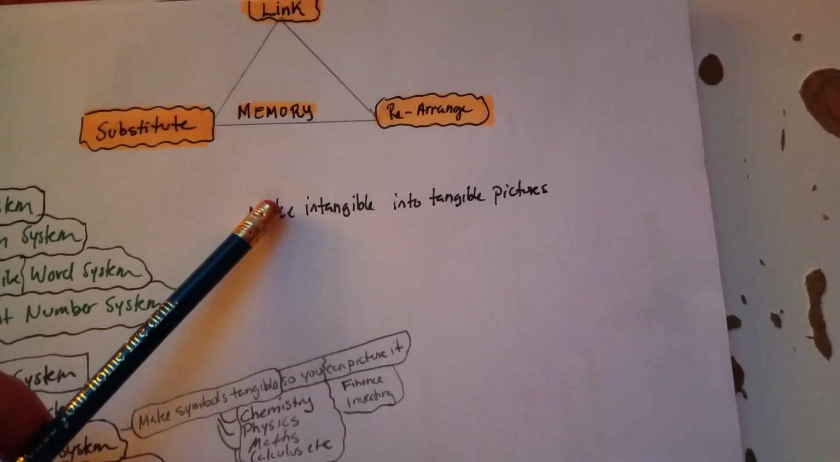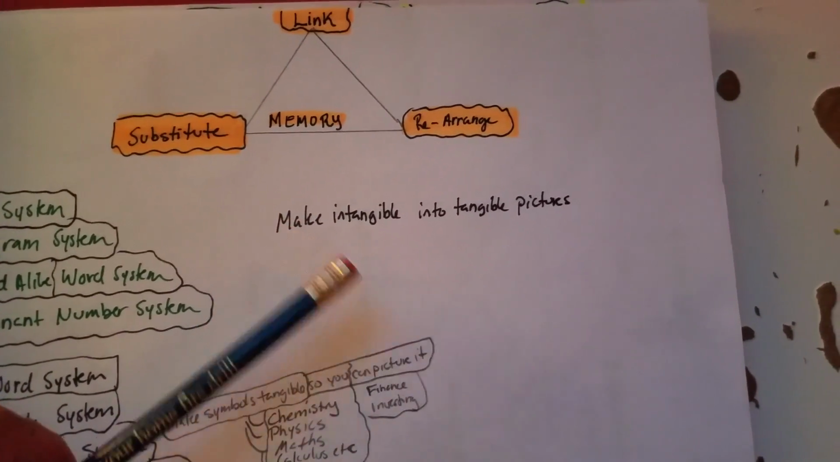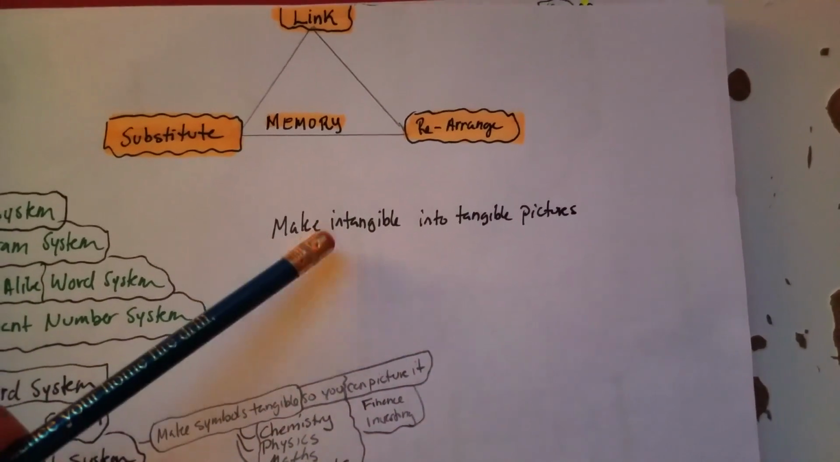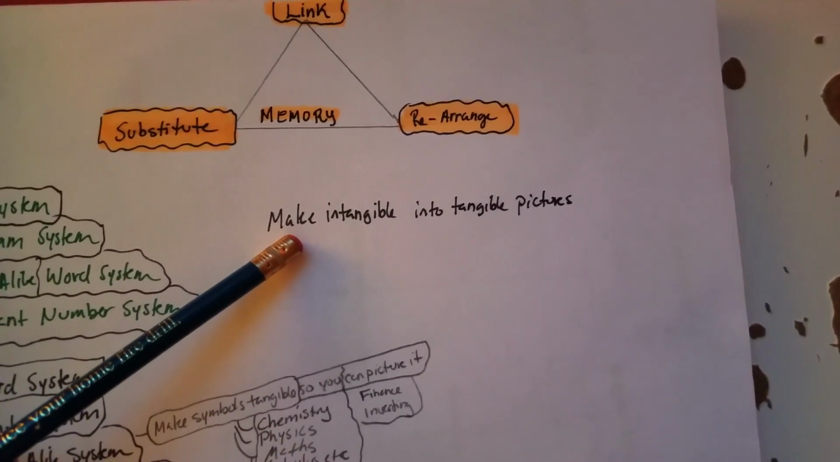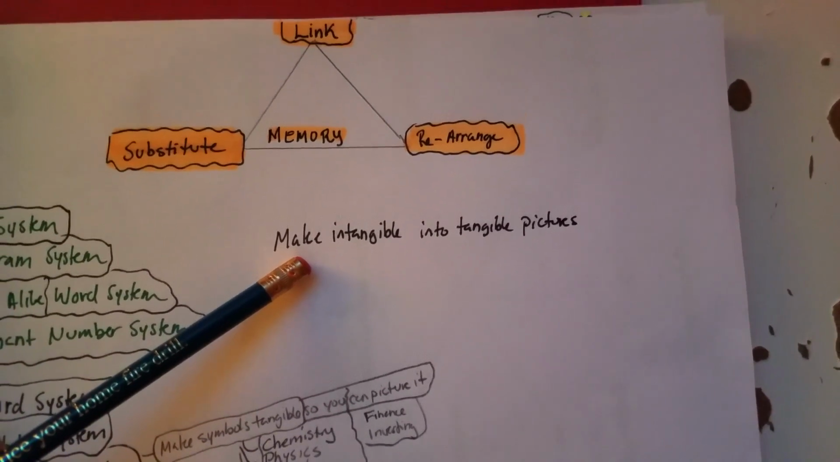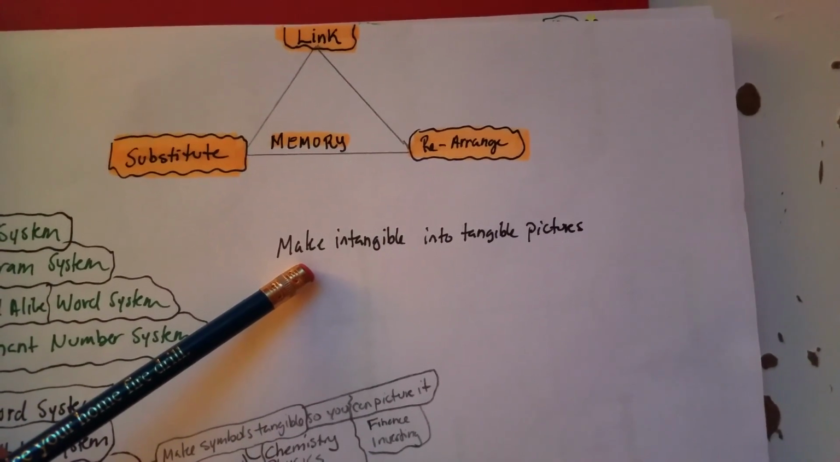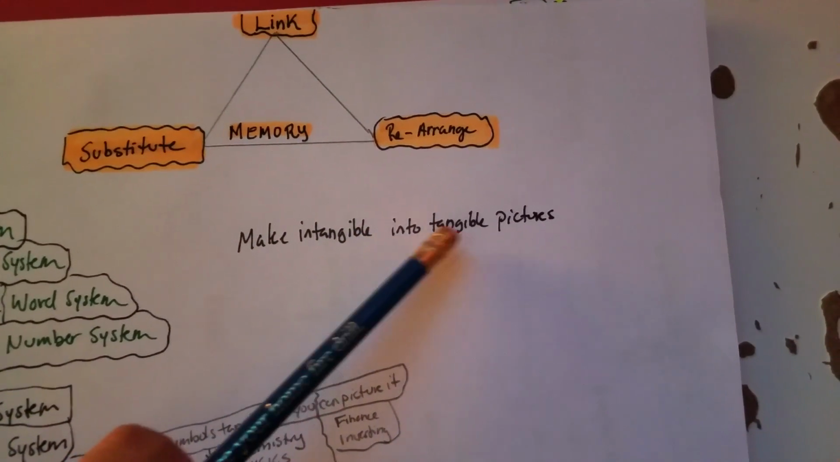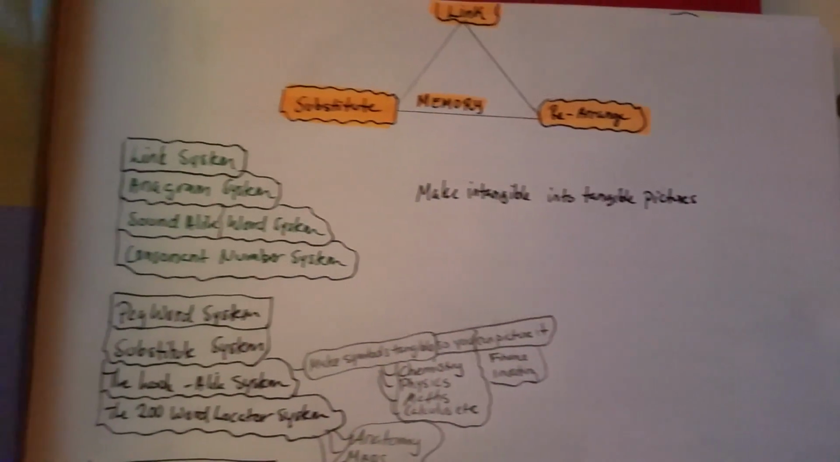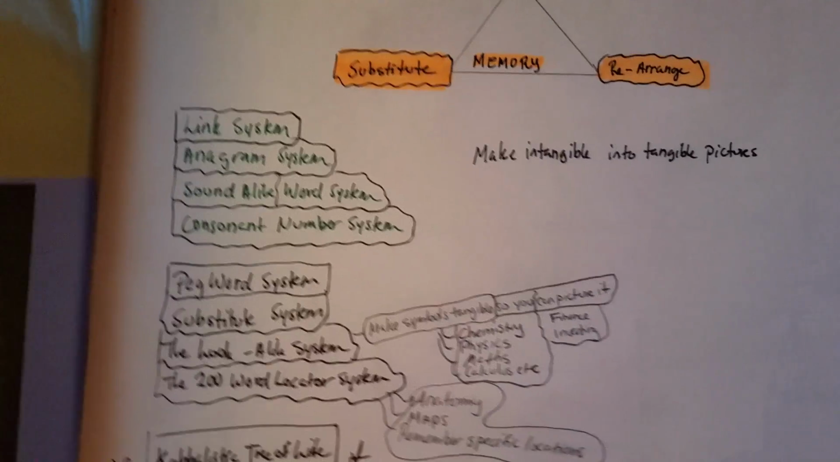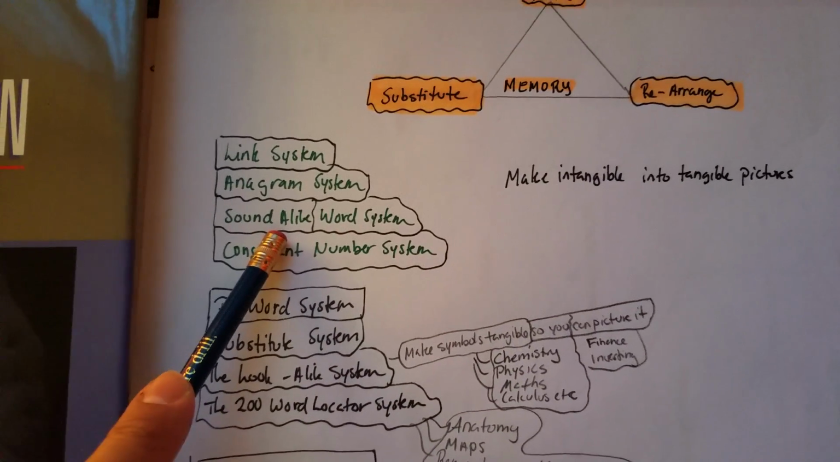The whole goal, if you have something that you need to remember or learn that is not tangible, for example symbols in chemistry or in math, is to make these things that are intangible into tangible pictures that you can then picture and visualize and do things with. Okay?